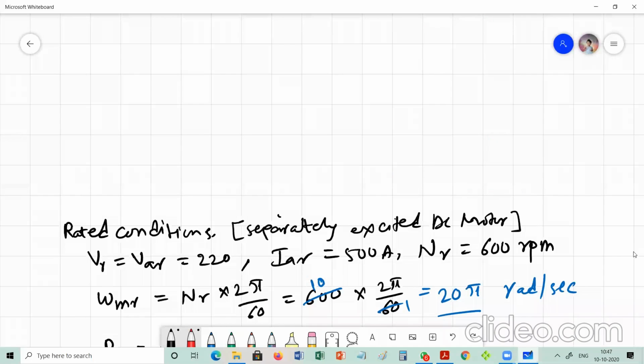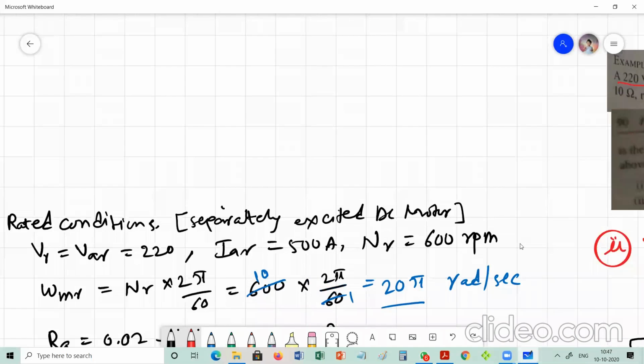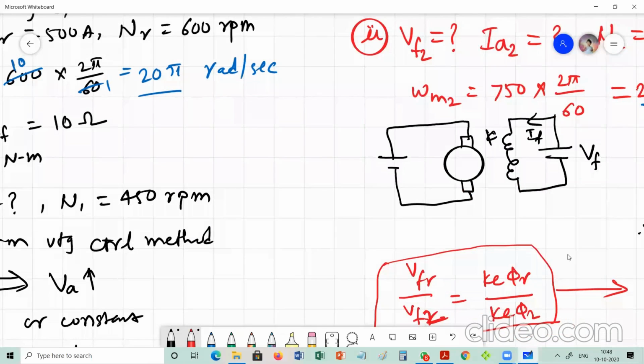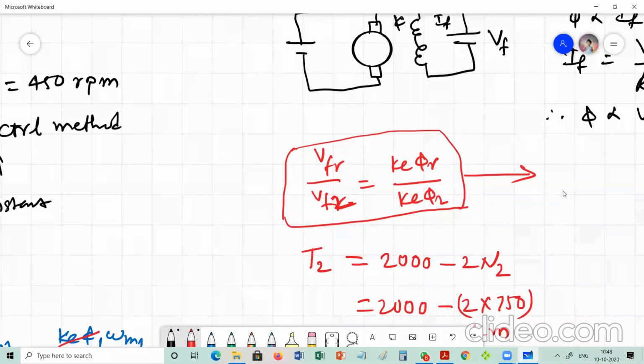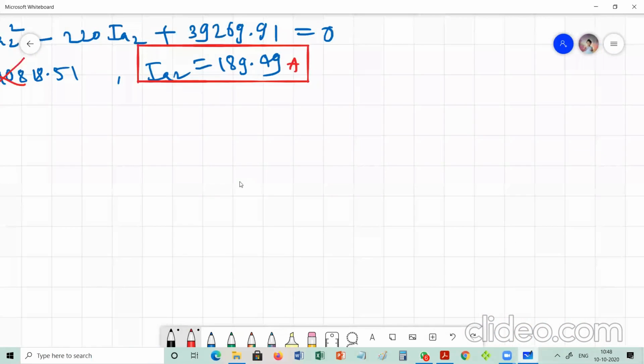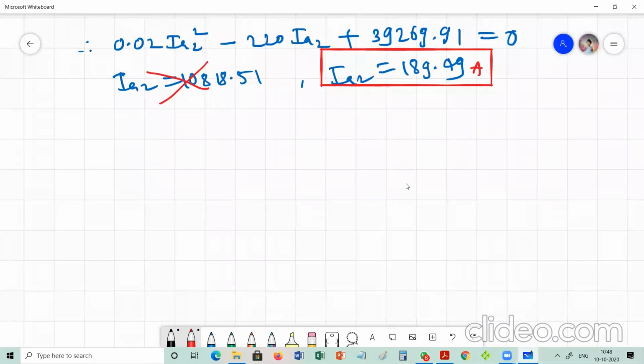Then we have calculated half of the part: the value of IA2. Now we require the value of the field voltage. To calculate the field voltage, what we have seen is that Vf is proportional to phi. I will draw the field circuit here. This is the field circuit.